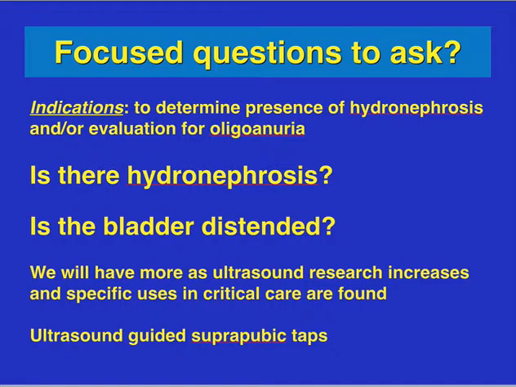Just like any of the other point of care ultrasounds we do, there are focused questions that you should be asking yourself. The first is to determine the presence of hydronephrosis and/or evaluation for oligoanuria. By the end of the lecture, I'm going to give you a few scenarios where they are starting to look into critical care literature for other disease processes such as heart failure and sepsis. So the focus questions you should ask yourself are: is there hydronephrosis, and is the bladder distended? We will have more ultrasound research as uses increase in critical care, as I mentioned earlier. Also, it can be used as procedural guidance for suprapubic taps, although we don't do this frequently, it's always an option.